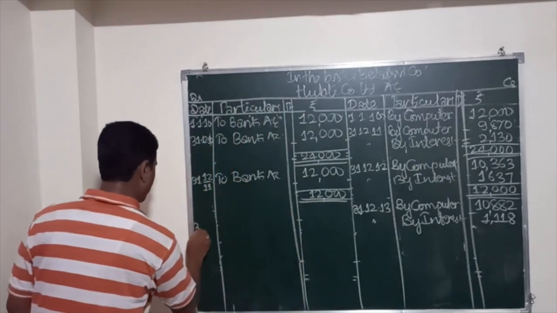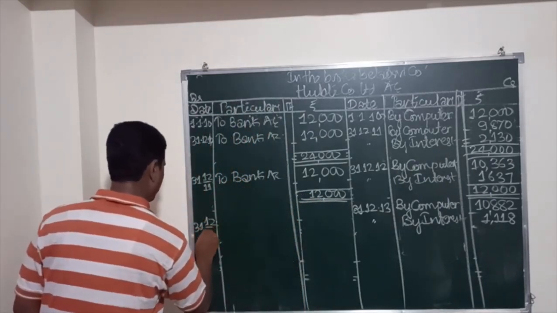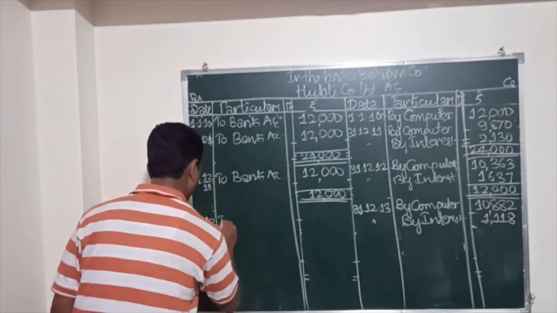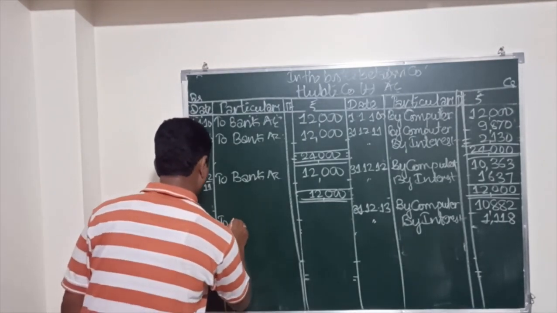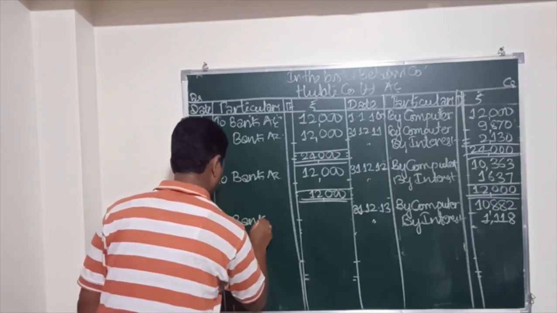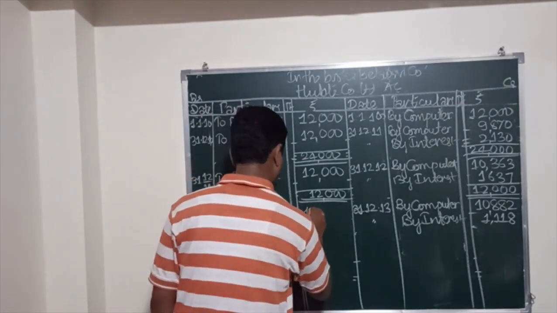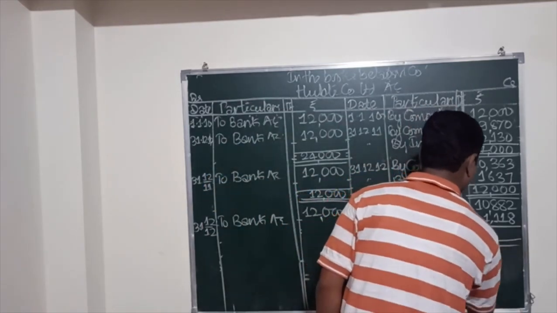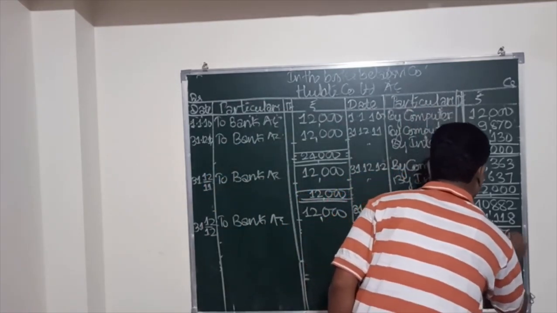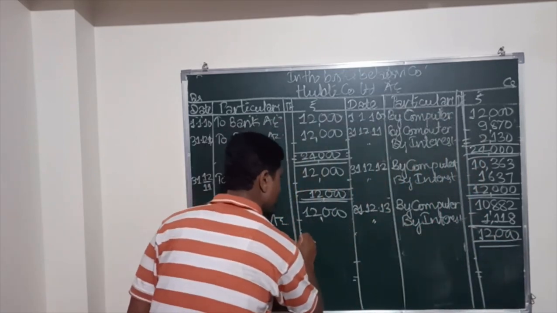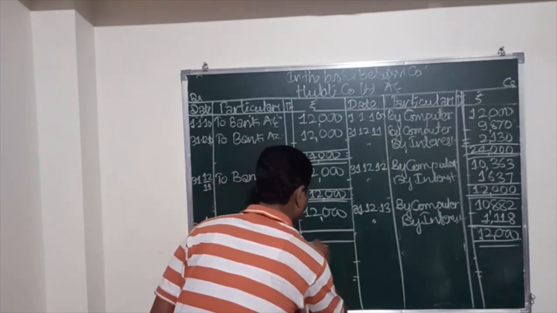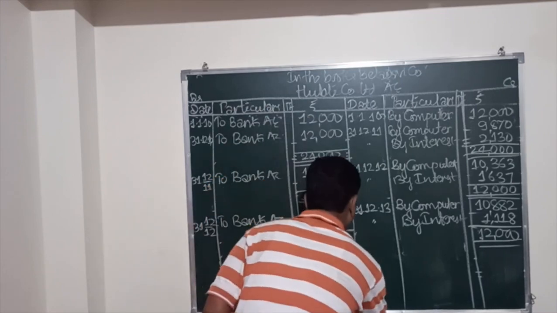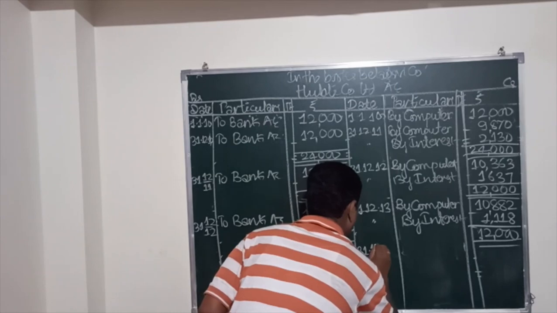When the third installment is paid on 31/12/2012, then the entry will be Hubli company account debit to bank account, 12,000. So now when you take the total here, it is 12,000. Here also it is 12,000. So now the last installment becomes due for payment on 31/12/2013.